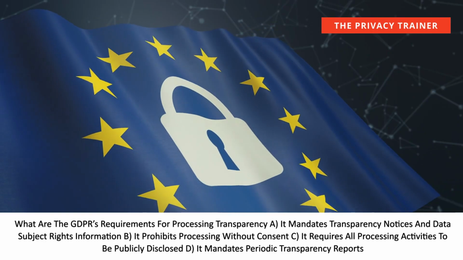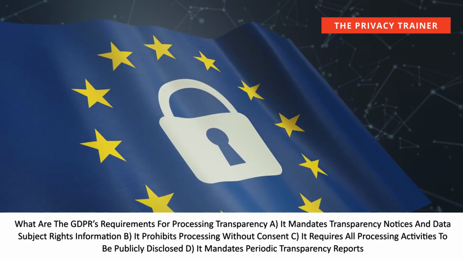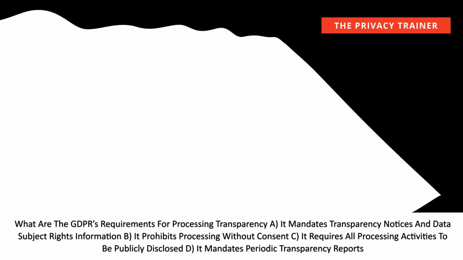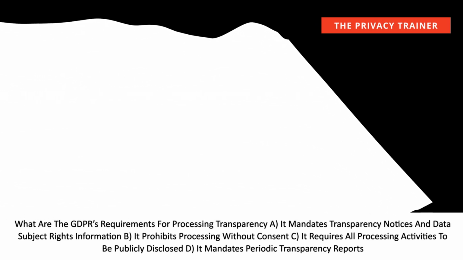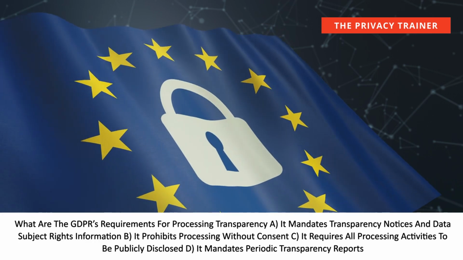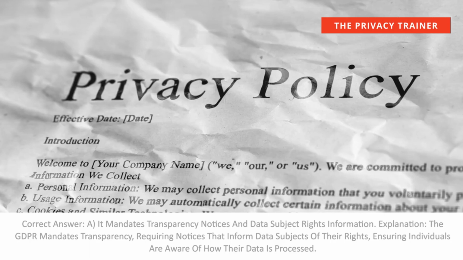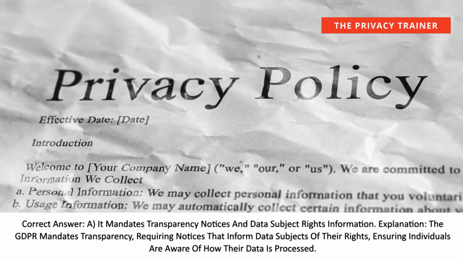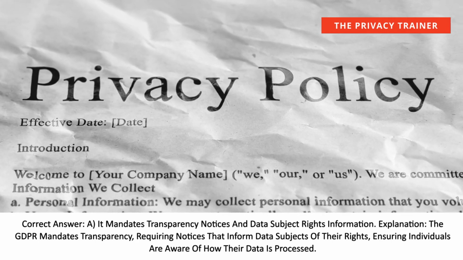What are the GDPR's requirements for processing transparency? A. It mandates transparency notices and data subject rights information. B. It prohibits processing without consent. C. It requires all processing activities to be publicly disclosed. D. It mandates periodic transparency reports. Correct answer: A. It mandates transparency notices and data subject rights information.